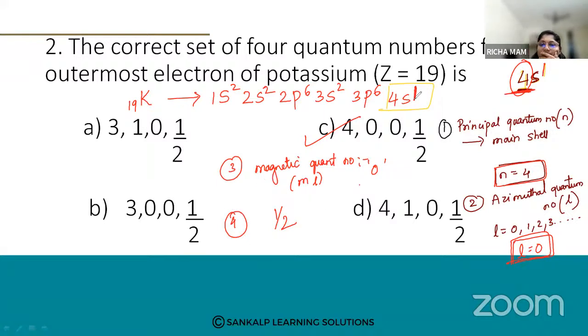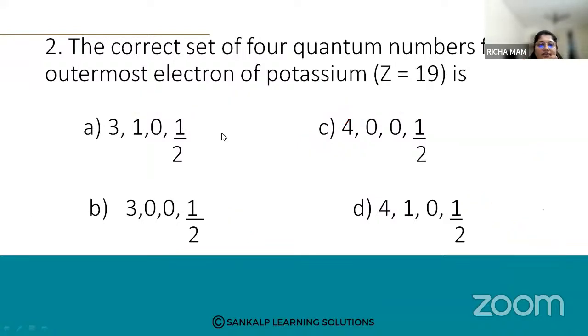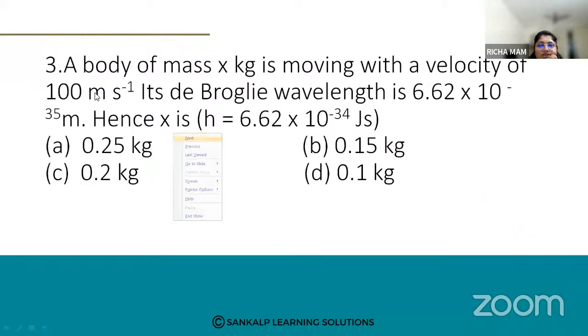Only 1 electron is there, so it is half. That is plus half or minus half, anything, but only 1 is there. So half. Okay, so the answer is C. Okay, fine. Let us go for the next one.